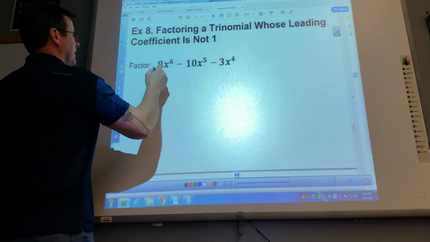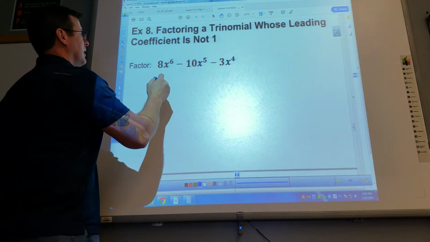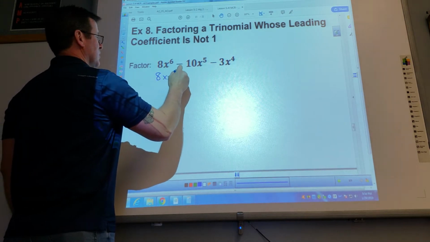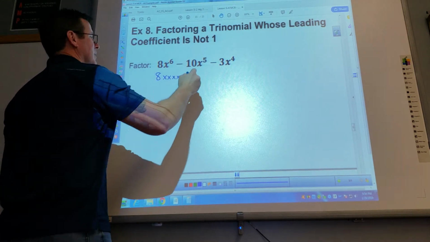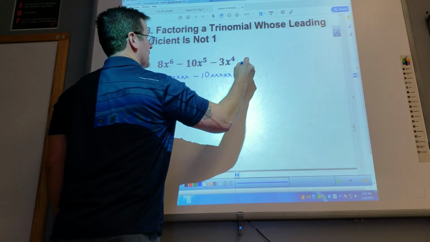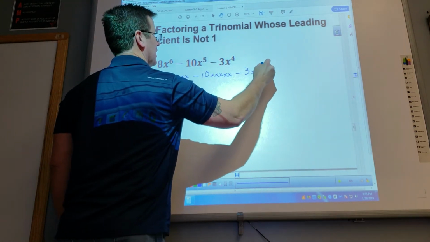What do they have in common? How many x's do they have in common? They all have 4. Do you need to go ahead and rewrite it like this so that you see the 6 x's? So that you see the 5 x's? So that you see the 4 x's?